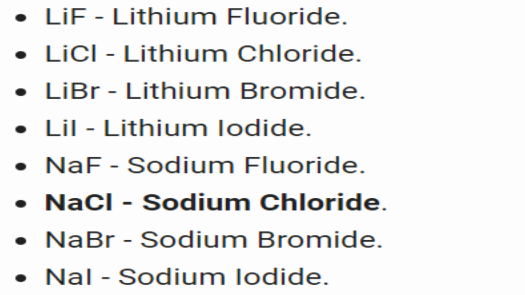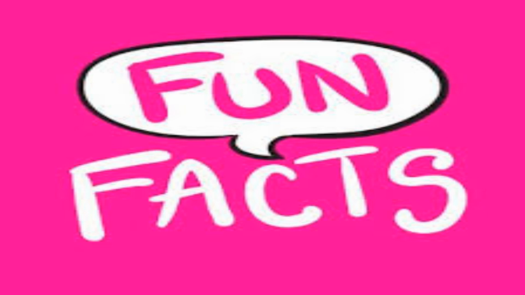Here are some: lithium fluoride, lithium chloride, lithium bromide, lithium iodide, sodium fluoride, sodium chloride, which I talked about before and it's table salt, sodium bromide, and sodium iodide. There are a lot of ionic bonds, not just the 4 or 5 I named, there's like 10 times more. The ionic bond is the weakest bond out of the 4 primary bonds. The 4 primary bonds are ionic bonds, covalent bonds, metallic bonds, and hydrogen bonds.